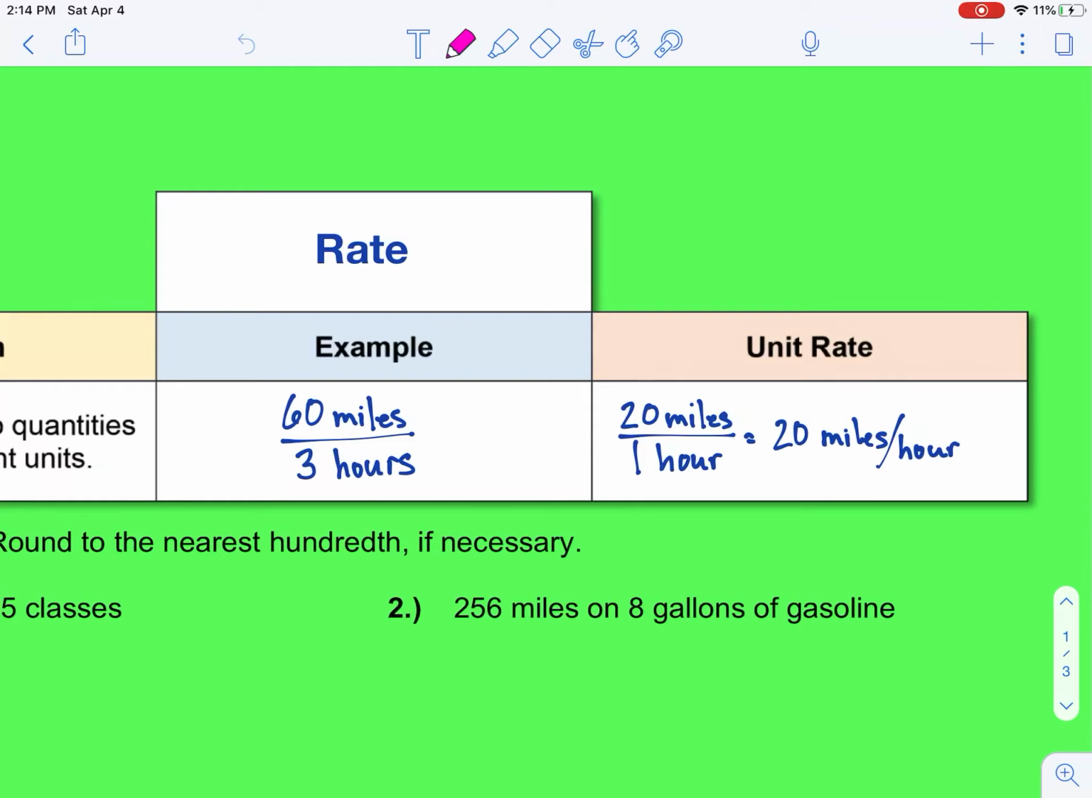So the only difference between a rate and a unit rate is when you have a unit rate, you're comparing something to the number 1. So in my example, I have 60 miles per 3 hours. So I'm comparing the number 60 to the number 3, so that's a rate. But when I divide 60 divided by 3, I end up with 20 miles per 1 hour. So that is a unit rate because my denominator is 1. I'm now comparing my 20 miles to 1 hour. So unit rates make things a lot easier for us, so that's what we're going to be doing today.